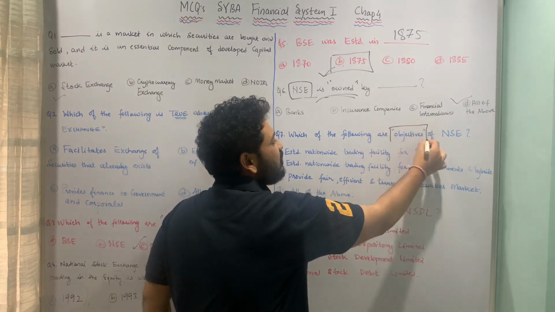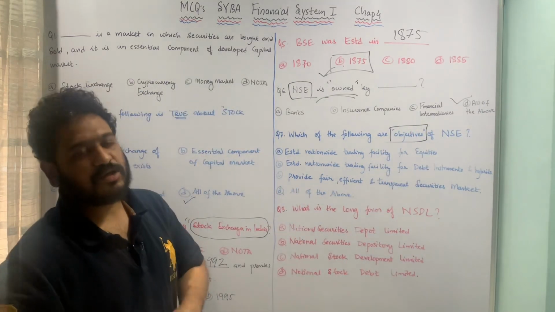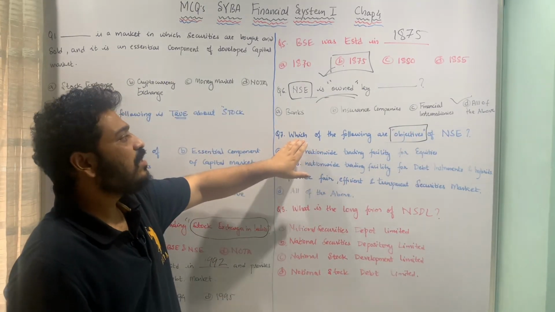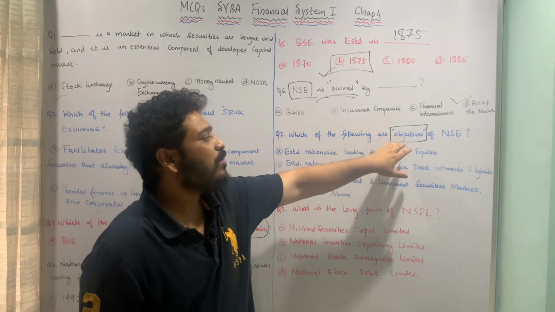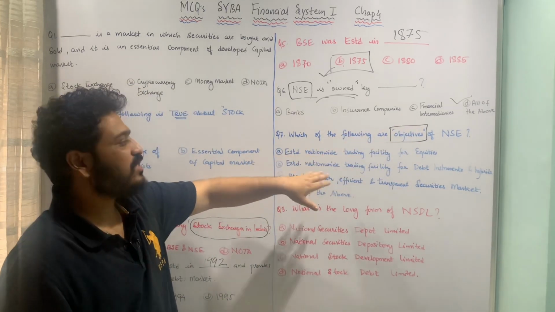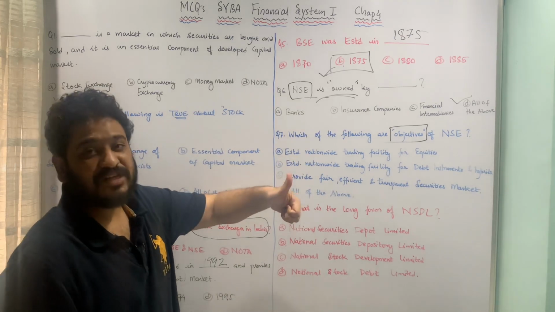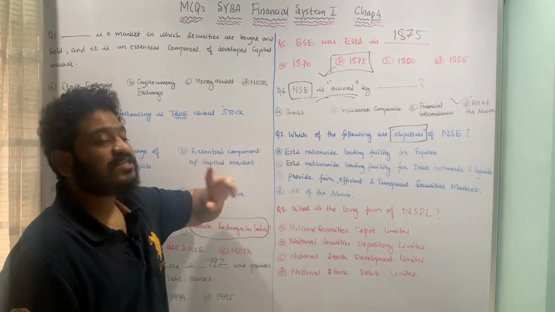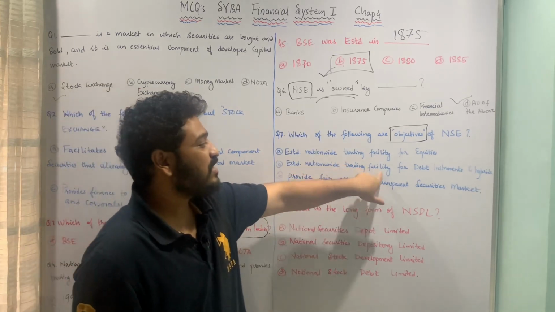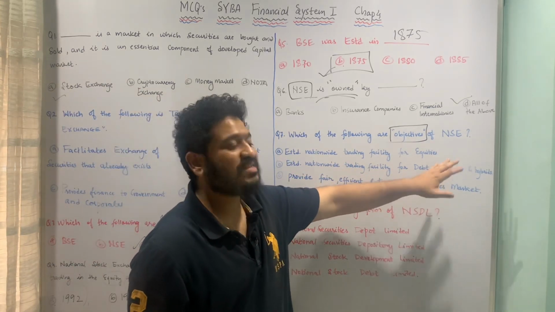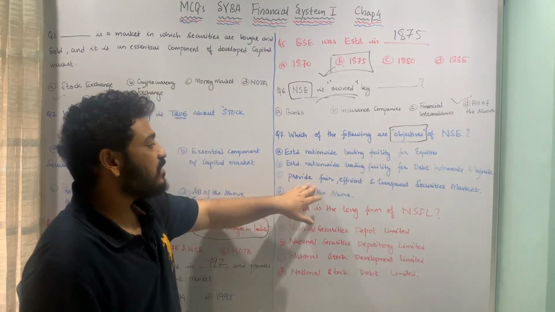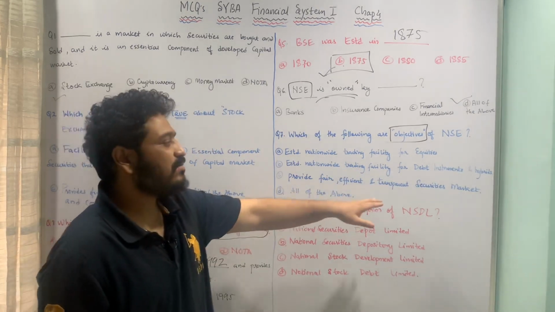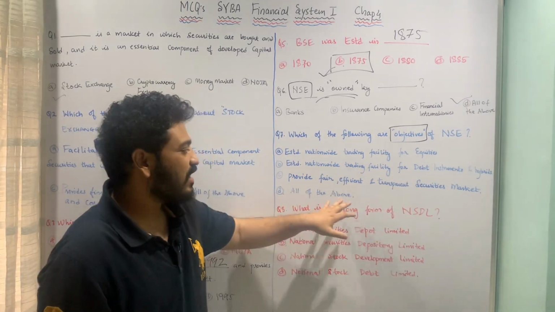So the next question is with respect to the objectives of National Stock Exchange, and the question is framed in this fashion: which of the following are objectives of National Stock Exchange or NSE? First is establish nationwide trading facility for equities. Second is establish nationwide trading facility for debt instruments as well as hybrids. Then third is provide fair, efficient and transparent securities market, and last is all of the above.